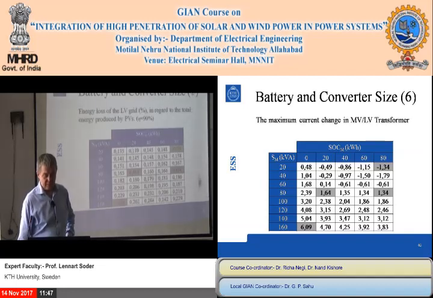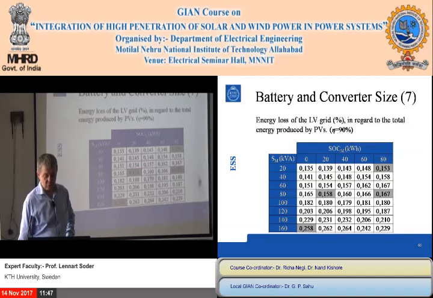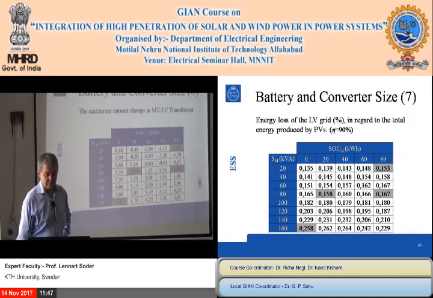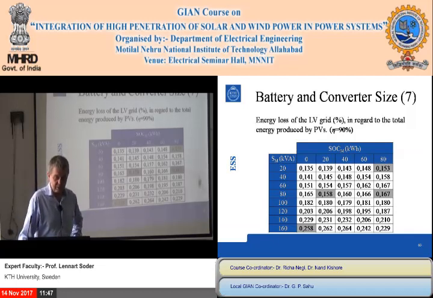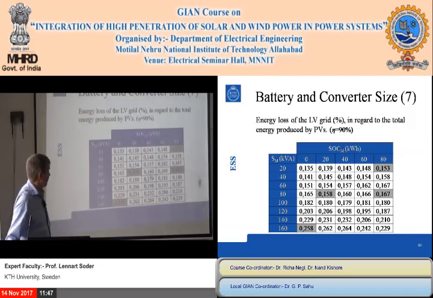Okay, and then we discussed the energy loss and so on. That is, of course, the maximum current change in the mega. Okay, that's not so important. But this is energy loss in the low voltage grid in regard to total energy losses. And then the question was, what happens with the losses? And then you see here that it's not that big a difference. It's energy loss in the low voltage grid in percent in regard to the total.